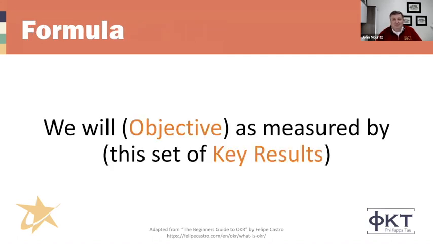So let's talk about the formula. Your objectives and key results are essentially a statement, and it comes out in a formula that says something to the effect of, we will insert your objective, the thing you want to achieve, as measured by this set of key results. So you're essentially creating a statement that says, we will do X and we will measure it by achieving Y. Simple, to the point. Maybe a little easier if we can share some examples, which I will in just a little bit.